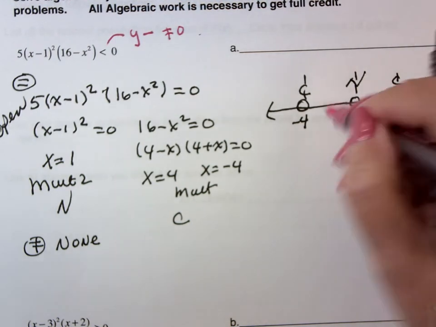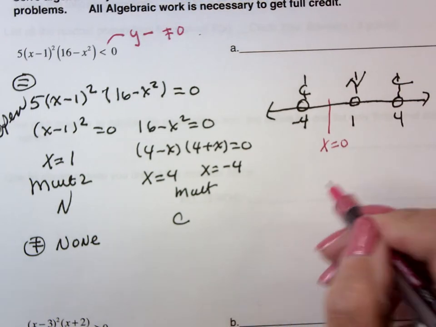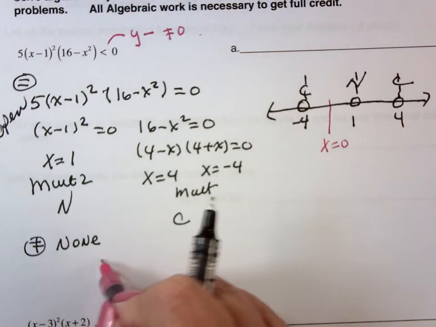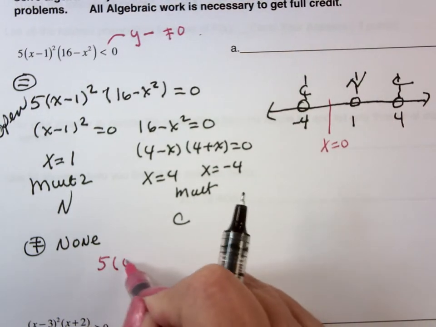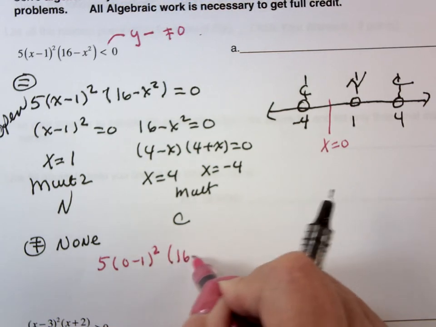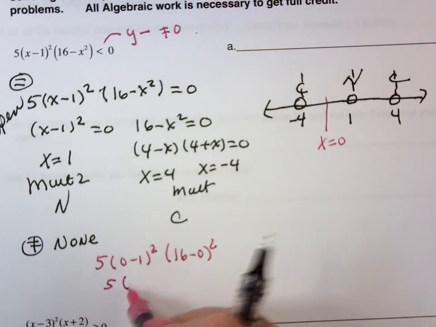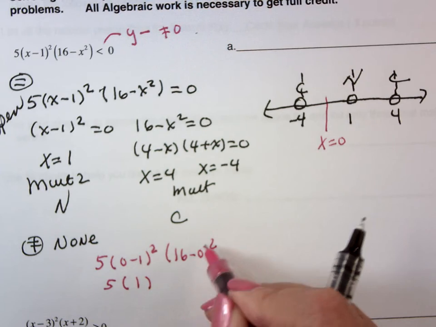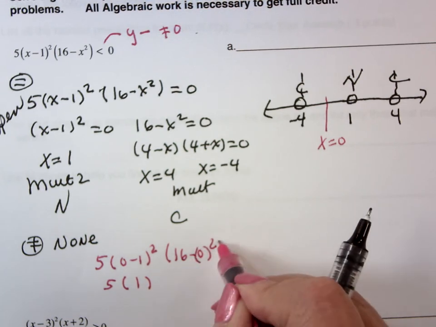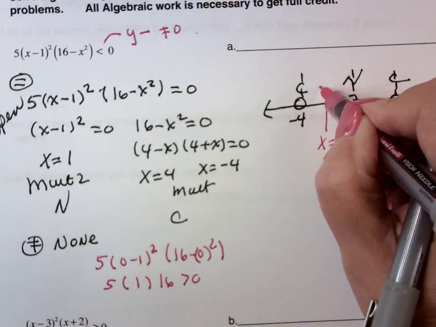So now I pull a test point, and I'll pull x equals 0, because that's easy. So at x equals 0, I have 5 times (0 minus 1) squared times (16 minus 0 squared). This is 5 times, minus 1 squared is just 1, and 0 squared, and this is just 16, so positive.